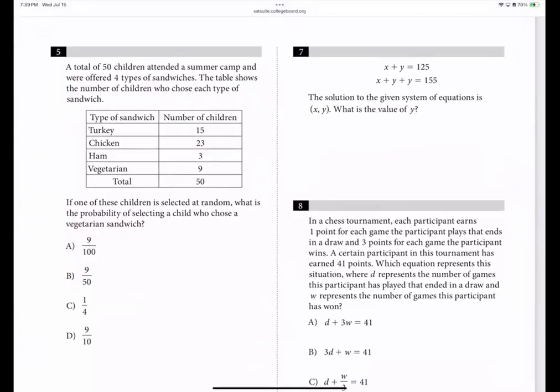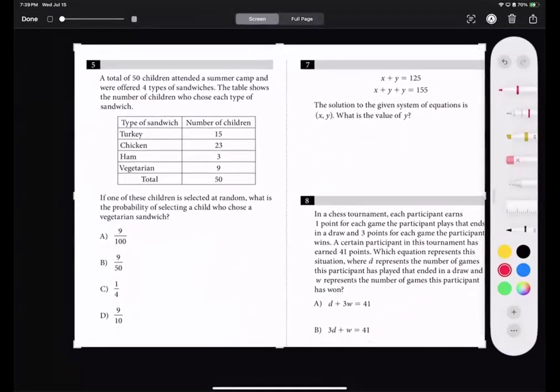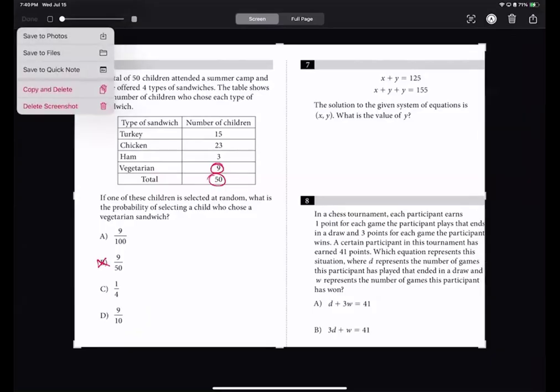A total of 50 children attended a summer camp and were offered 4 types of sandwiches. The table shows the number of children who chose each type of sandwich. If one of the children is selected at random, what is the probability of selecting a child who chose a vegetarian sandwich? So it's 9 over 50. B. Super easy so far.